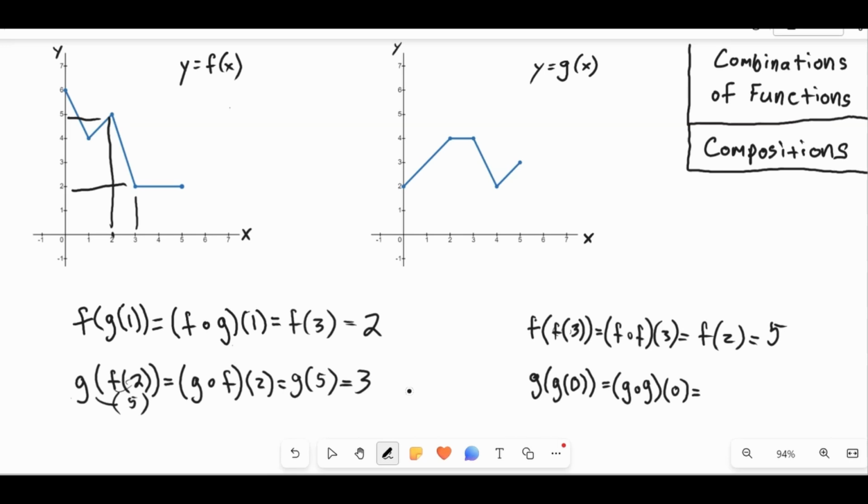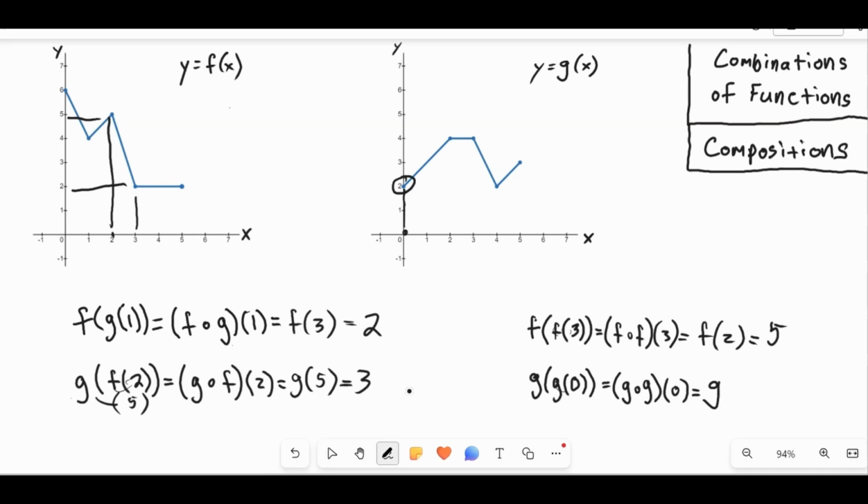And now we can do the same thing with g. What is g of g of 0? So we want to plug 0 into g, get an output, then plug that output into g again and get another output. So let's find out what g of 0 is first. Here's 0. And then if we go up, we can see that g of 0 is 2.